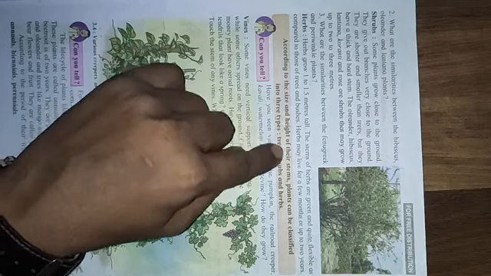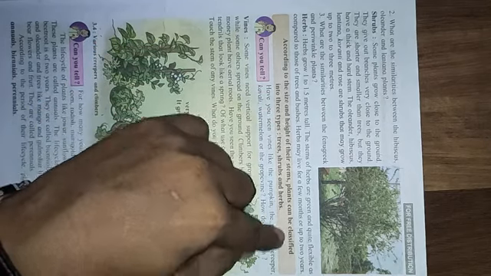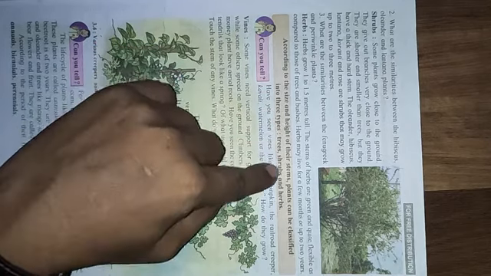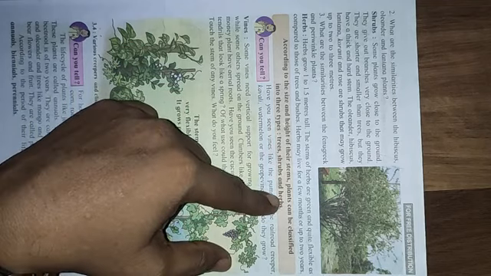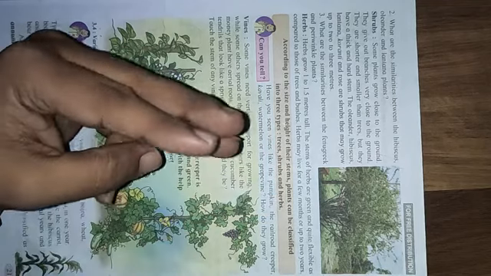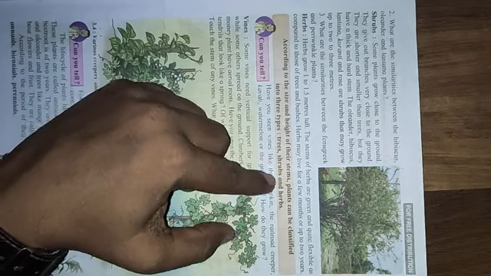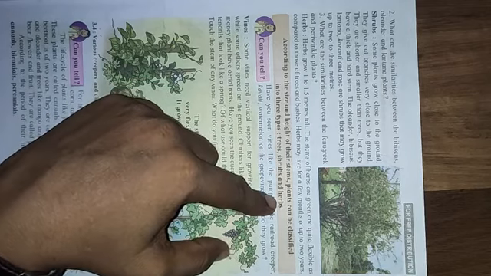According to the size and height of the stem, plants can be classified into three types: trees, shrubs, and herbs. Correct. How many types can you classify? Three types: trees, shrubs, and herbs.